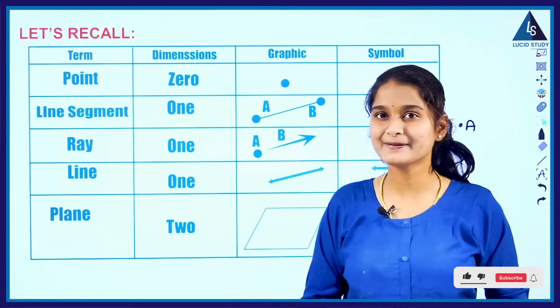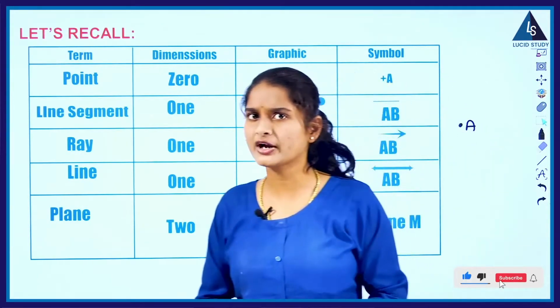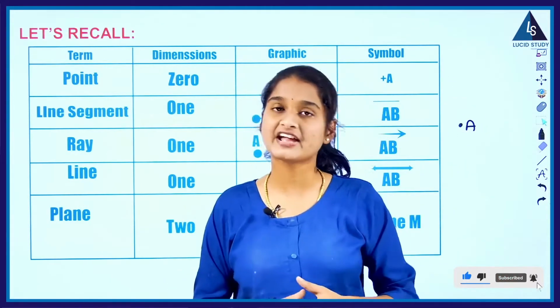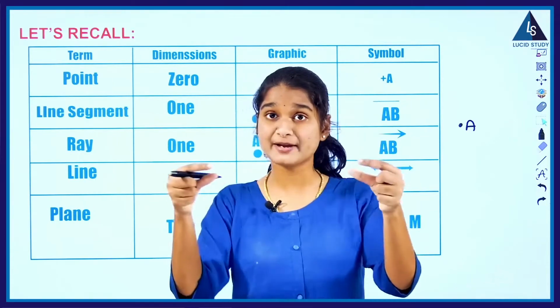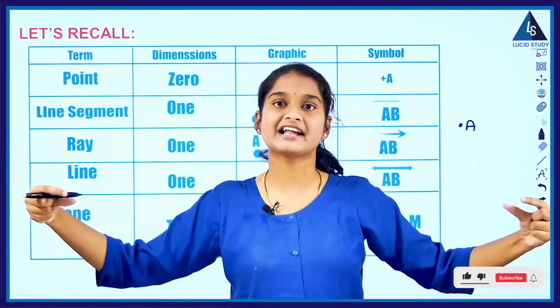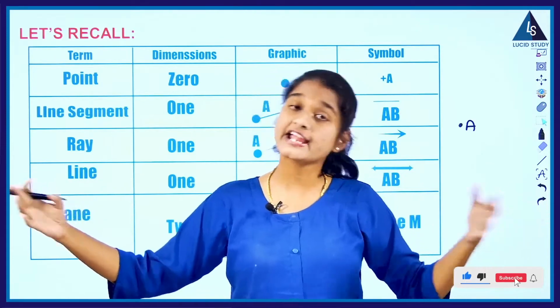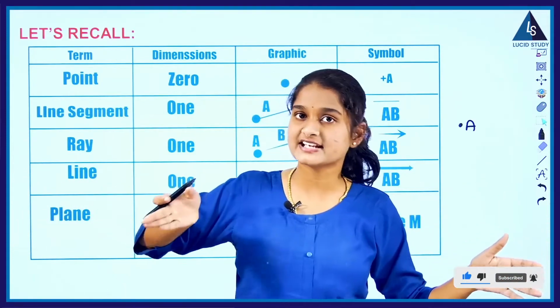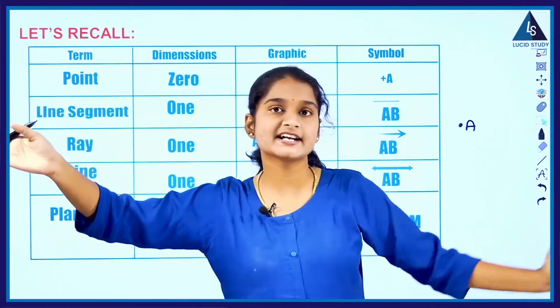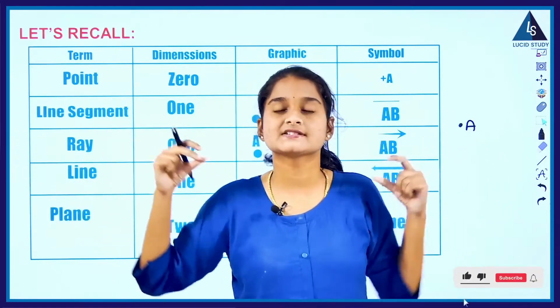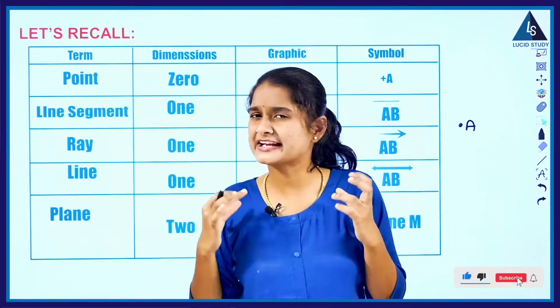What is a line then? Does a line have an endpoint? No. A line does not have any endpoint. A line segment is a part of a line. A line does not have any endpoints. We can extend a line like this. We can extend a line like this also. So a line does not have any endpoint.